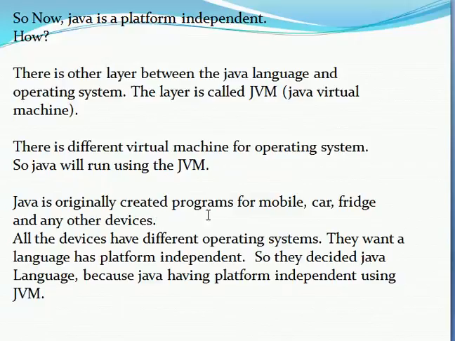Java was originally created for programs on mobiles, cars, fridges and other devices. All these devices have different operating systems. They wanted a platform independent language, so they decided on the Java language, because Java is platform independent using the JVM.